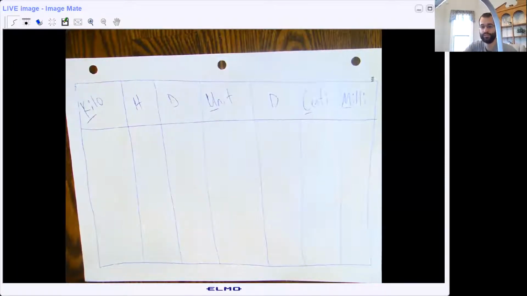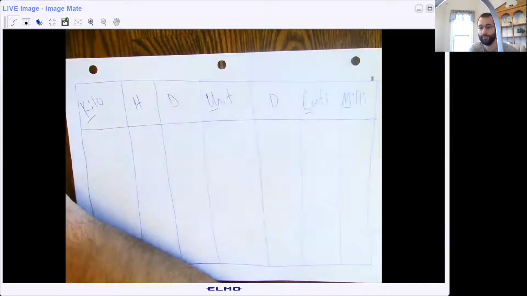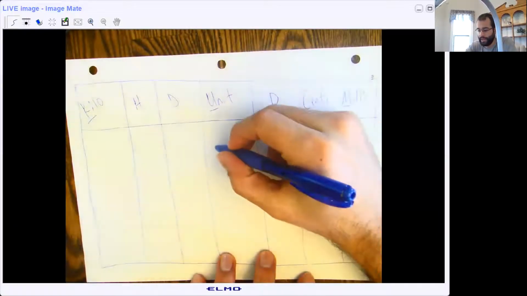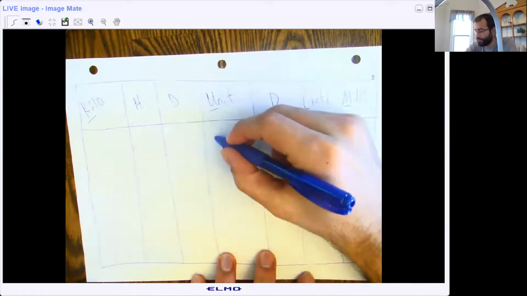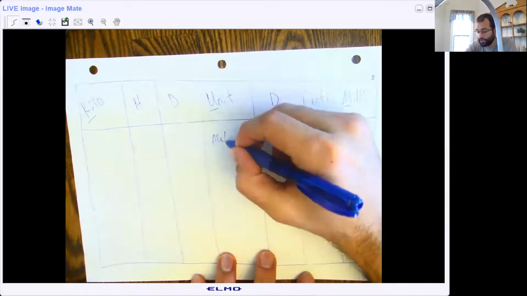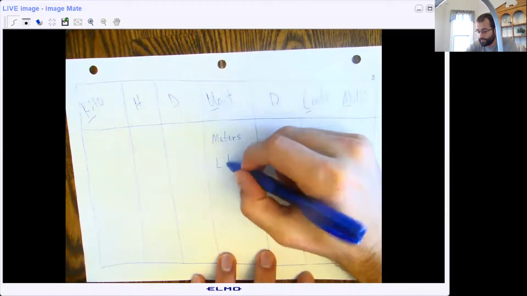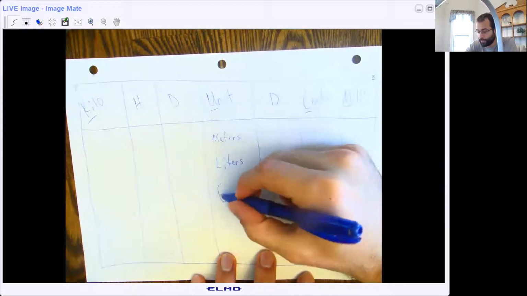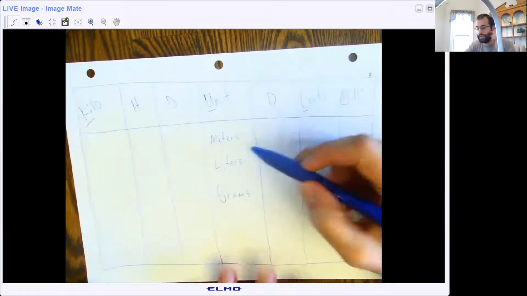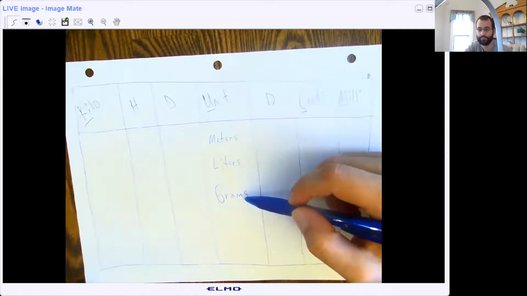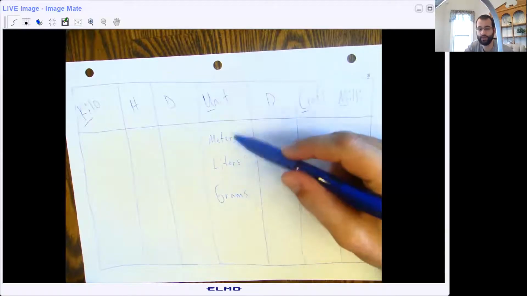So let's take a look at this and see if we can figure it out. I'm going to give you an example, and we're going to see if we can figure out what is going to be in each of our different slots. Our units column is either going to be meters, liters, or grams. Meters represent length, liters represent volume, and gram represents weight. So three different types that we could have here.